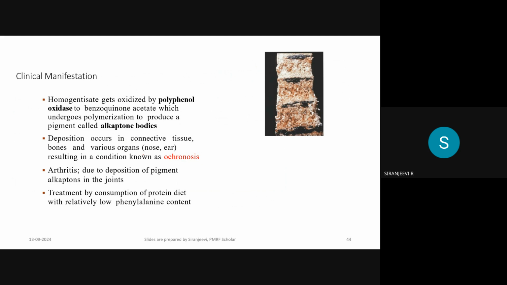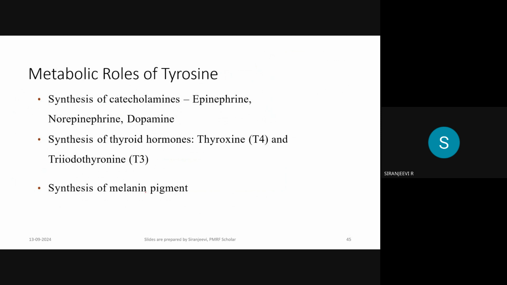And arthritis is also seen in the case of pigment deposition in the joints. The treatment is a protein diet with relatively low levels of phenylalanine content.